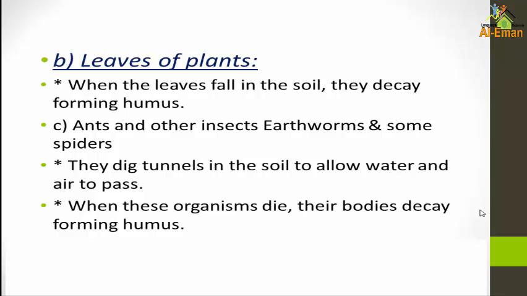The second thing in the upper layers is leaves of plants. When the leaves fall in the soil, they decay, forming humus, and we can find ants and other insects like earthworms and some spiders. They dig tunnels in the soil to allow water and air to pass. When these organisms die, their bodies decay, forming humus.